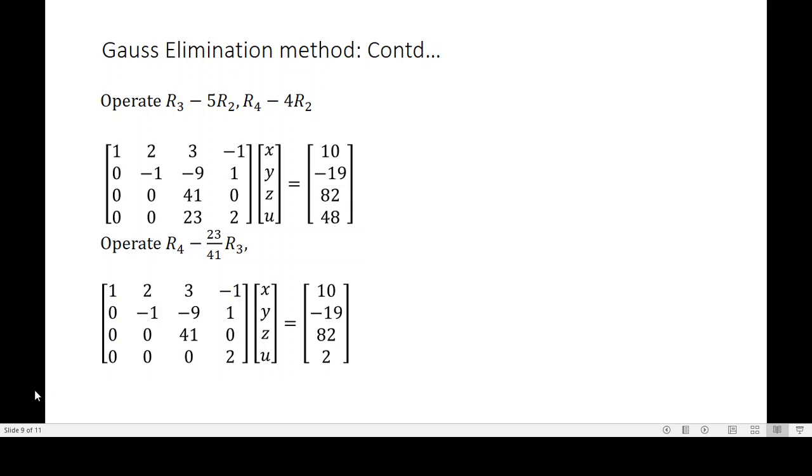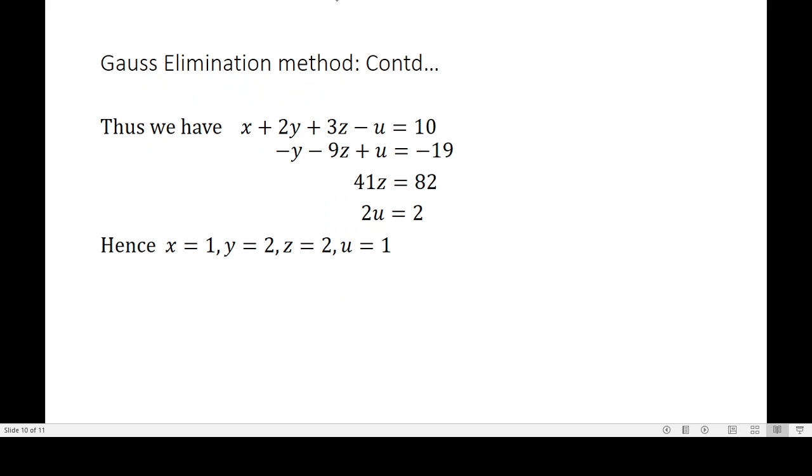Last equation is 0 into x plus 0 into y plus 0 into z plus 2 into u is equal to 2, which gives u is equal to 1, isn't it? Therefore, write the equations. So this system is equivalent to 1 into x plus 2 into y plus 3 into z minus 1 into u is equal to 10. Therefore, the system is equivalent to x plus 2y plus 3z minus u is equal to 10. I hope you are following.